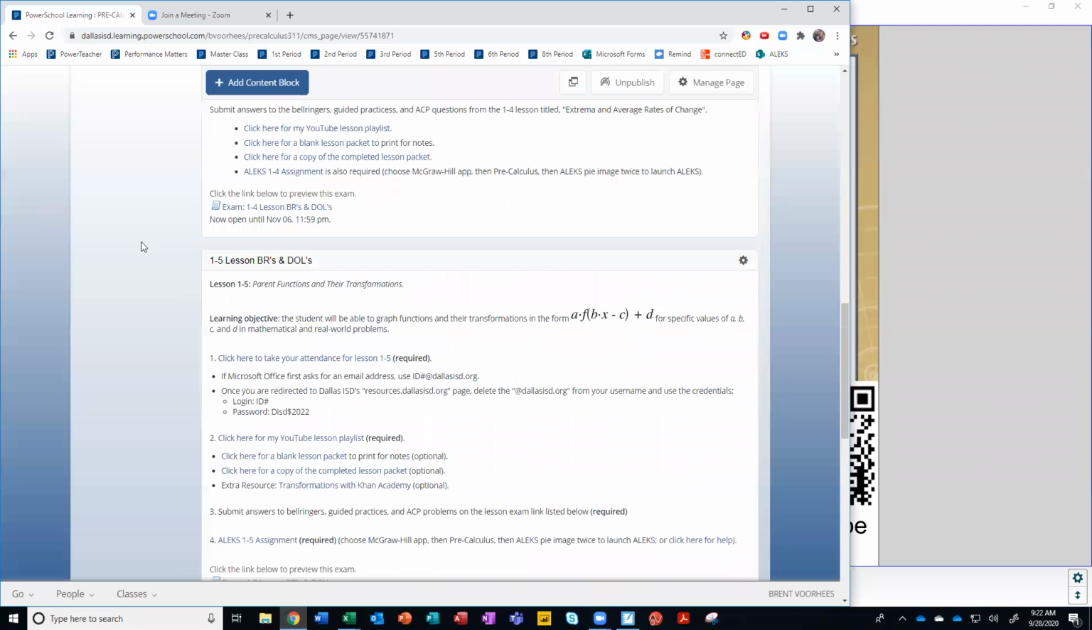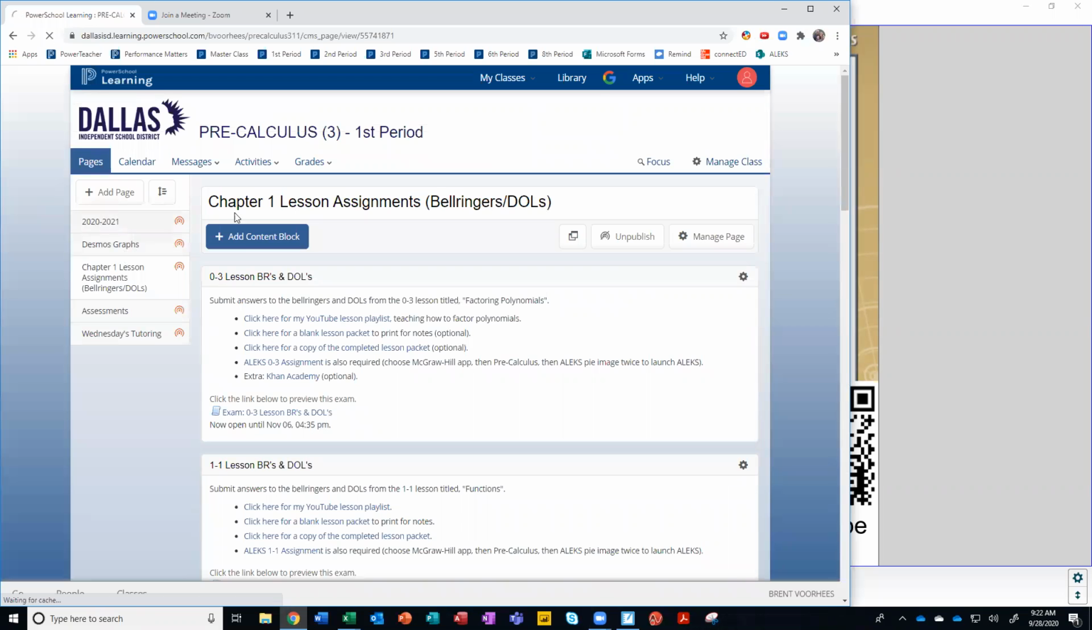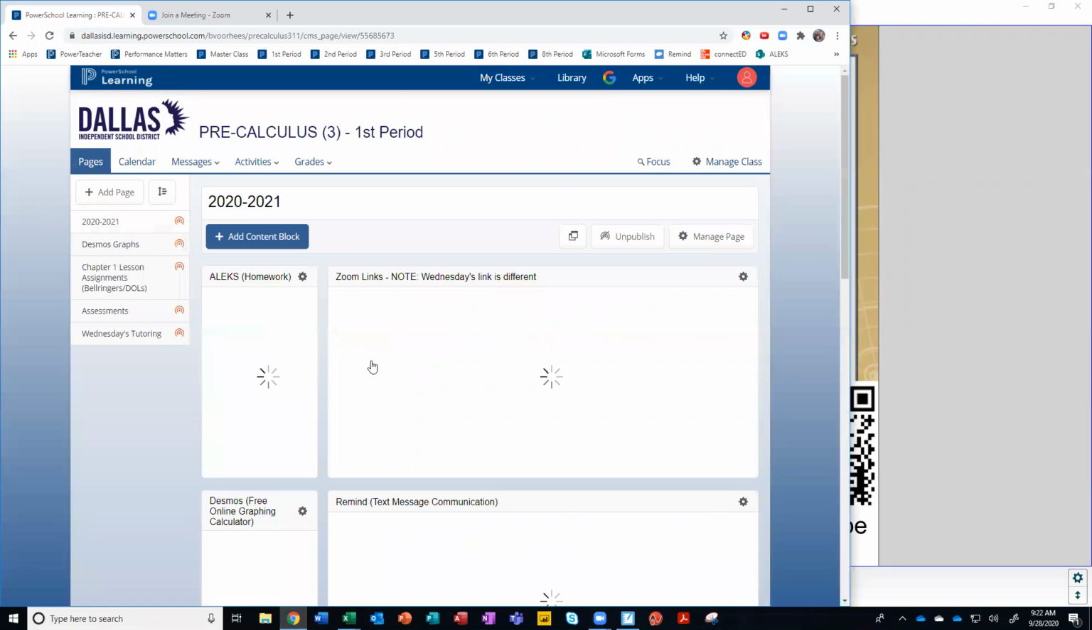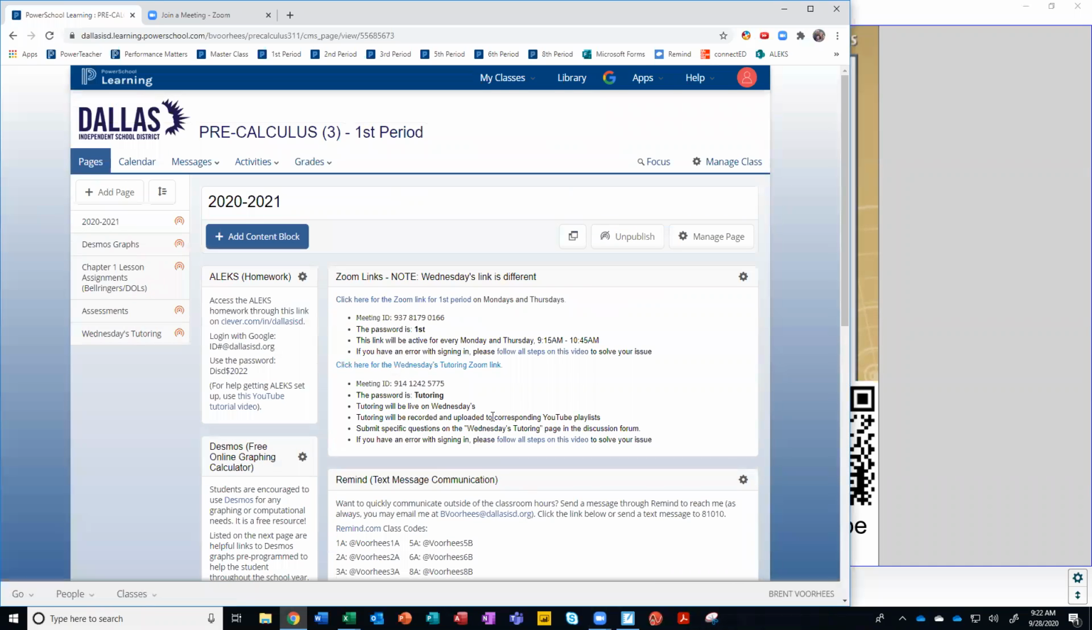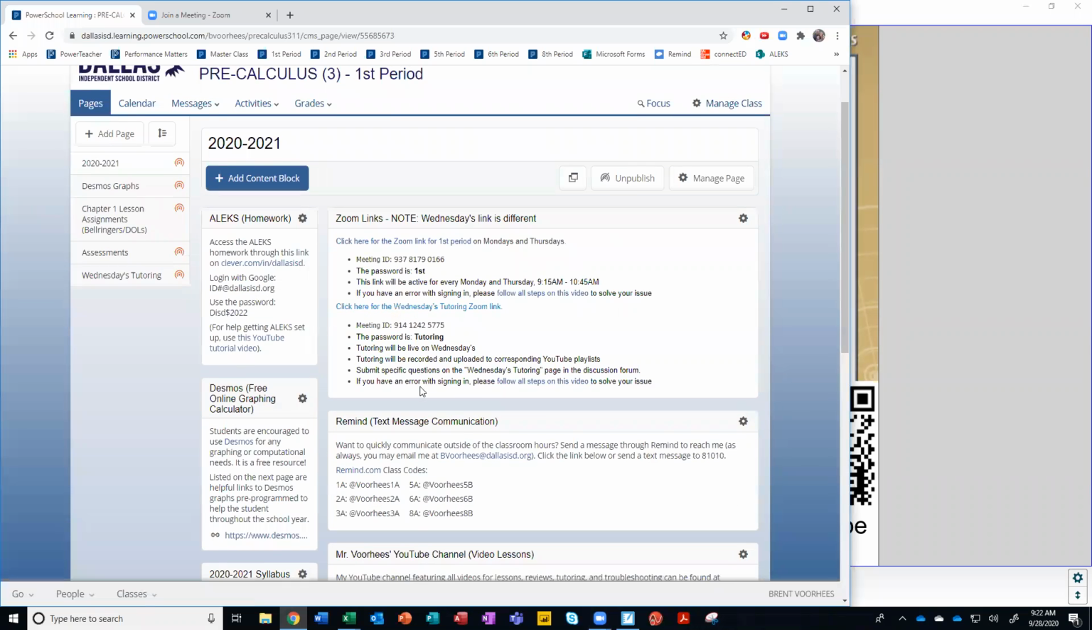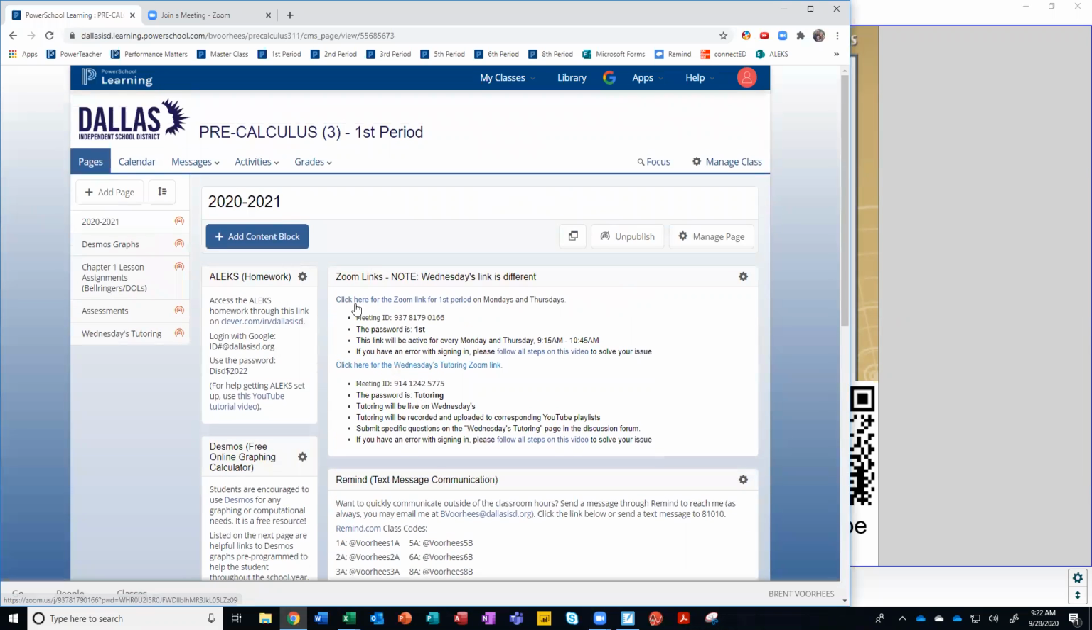So if you go to your PowerSchool learning page, the home page that I've told you to bookmark, it looks like this. And on the Zoom link, I want to draw your attention to this: if this link is not working for you on a Chromebook, which I know a lot of students have had trouble with, go down to the fourth bullet. It says, if you have an error signing in, please follow all these steps in this video. If you click that link right there, really quickly, I'll walk you through how to fix the problem.